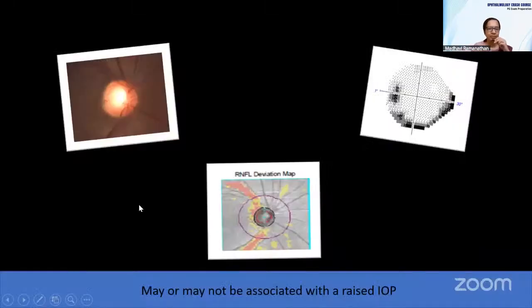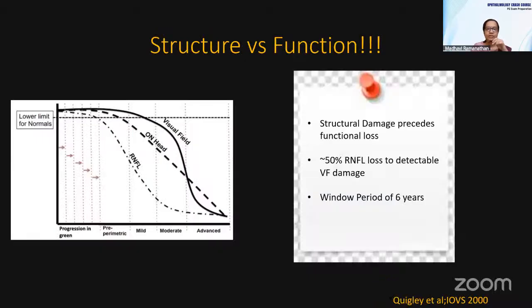Yeah. So glaucoma is characterized by chronic optic neuropathy, which is characterized by optic disc changes along with structural changes and functional changes in the form of visual field changes. The point you have to note here is this may or may not be associated with raised intraocular pressure. When it comes to structure versus function, one of the important points that you have to note is that the RNFL changes start way before the visual field changes start to appear. That is the window period, at least a 6-year window period. Approximately 50% of the RNFL loss is needed to detect even a small visual field damage. So there lies the importance of OCT evaluation.